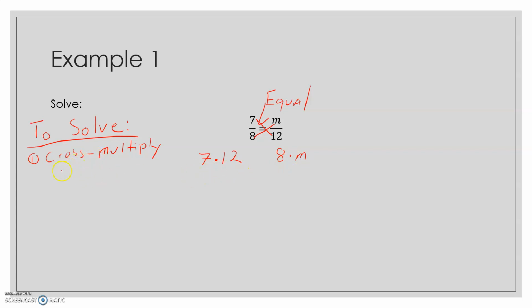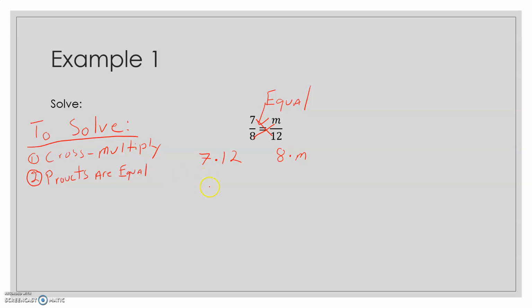So step number 1 when we're solving proportions is cross multiply. Step number 2 is that we know that those 2 products, the answer to those 2 multiplication questions, the products that we get, are equal to each other.